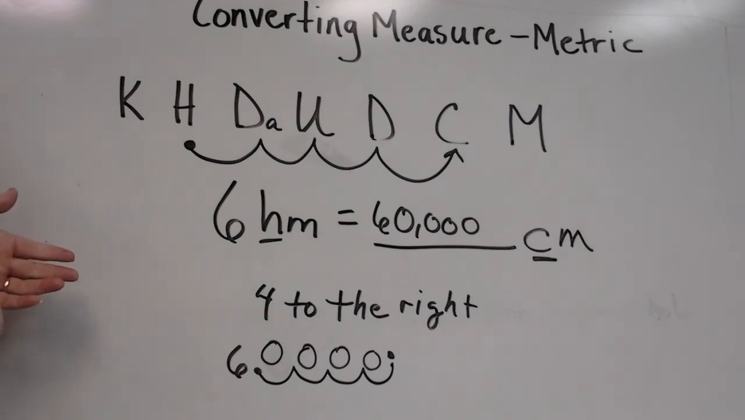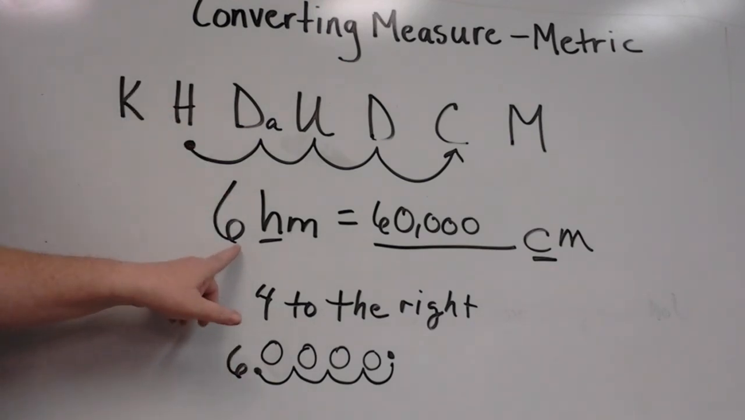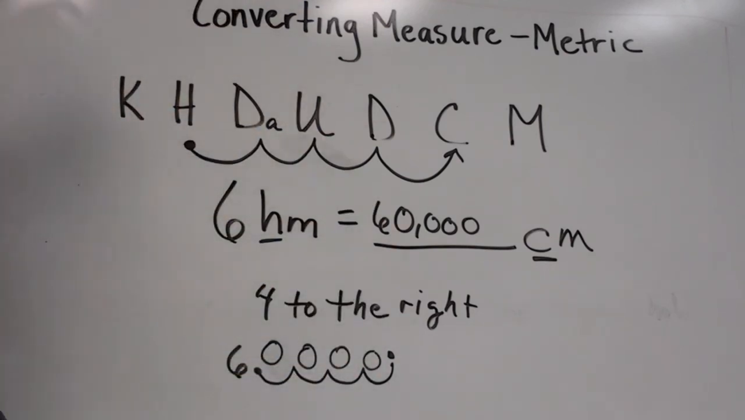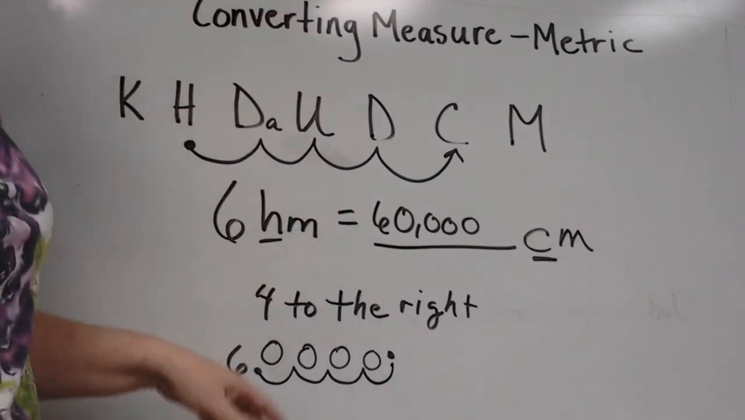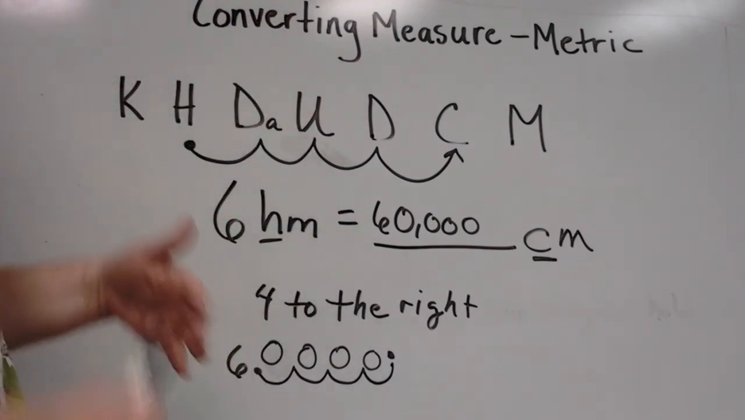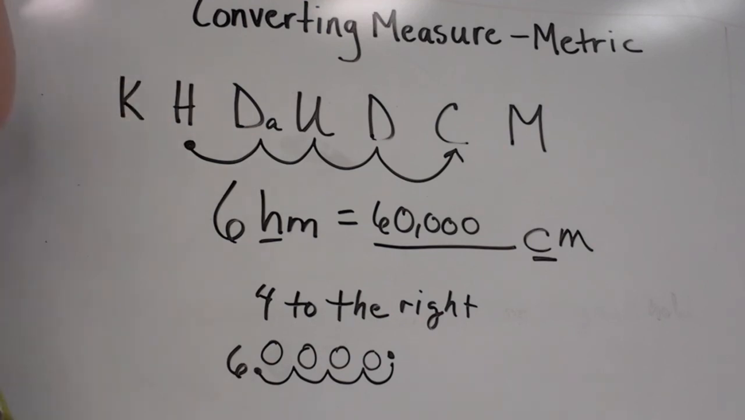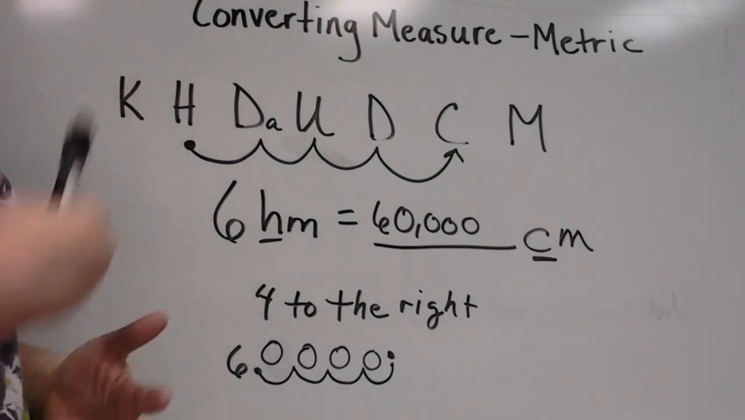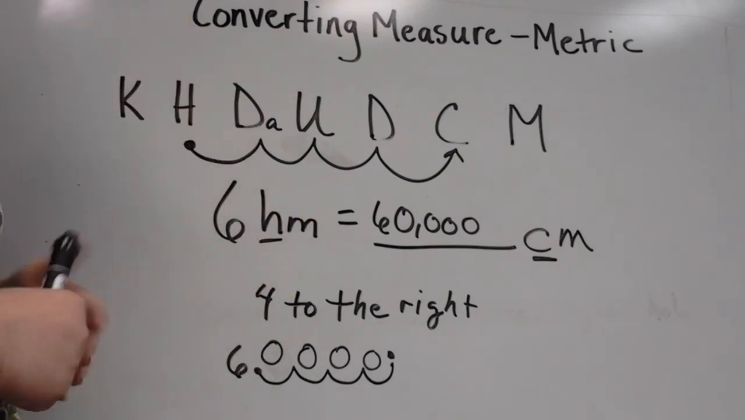See how easy that is? This, King Henry died unexpectedly drinking chocolate milk, is just a shortcut way to do it. What you're really doing is multiplying. This time you're multiplying by 10,000. But if you can just learn the King Henry way, it's much simpler than trying to figure out the other way.